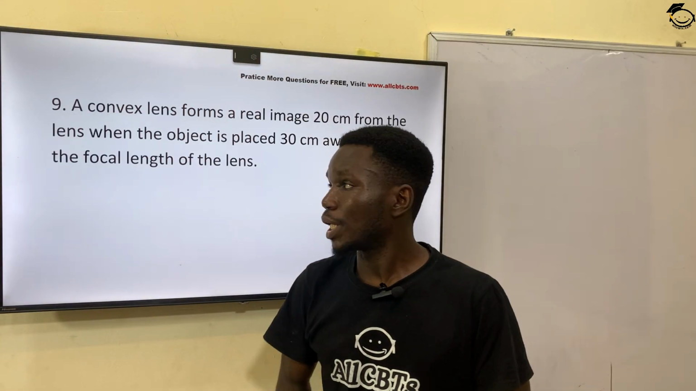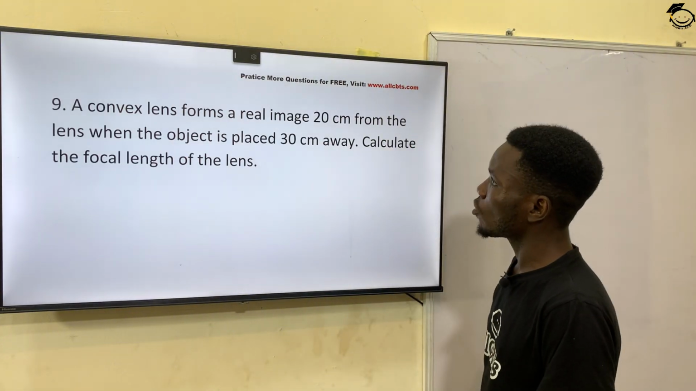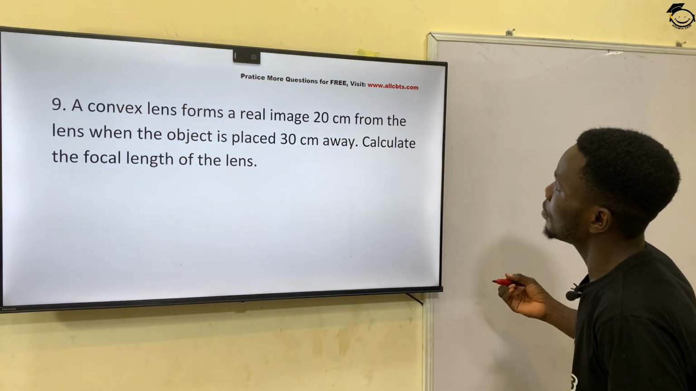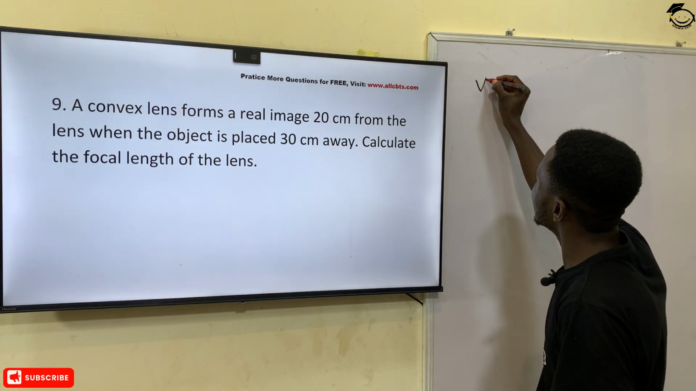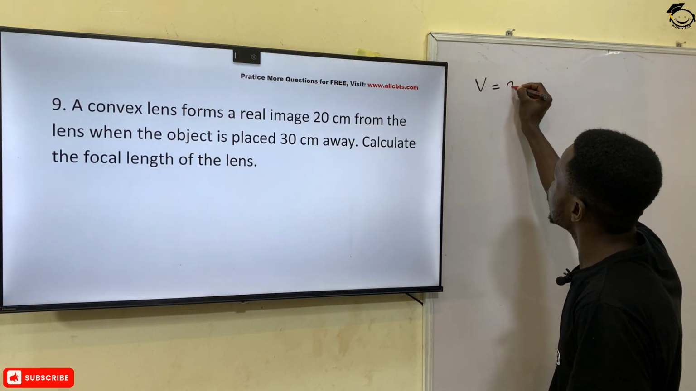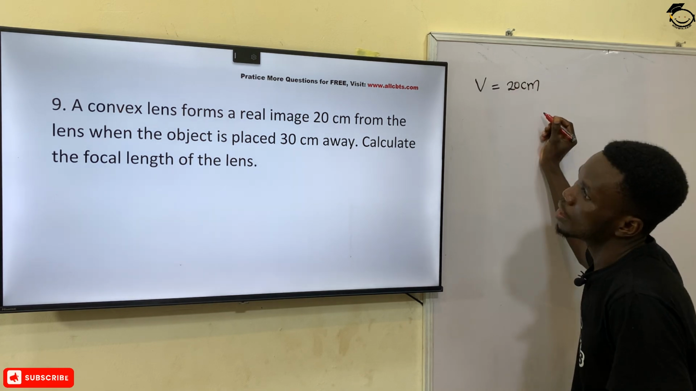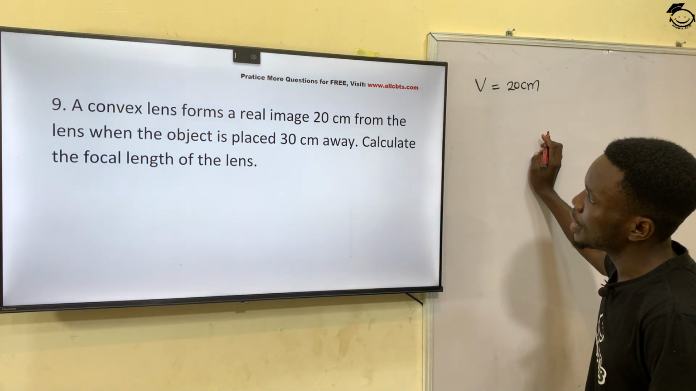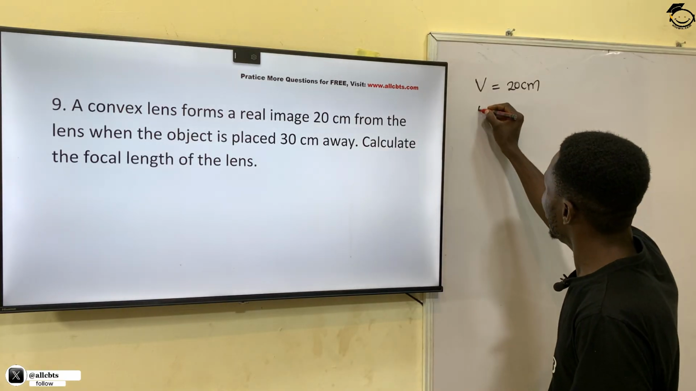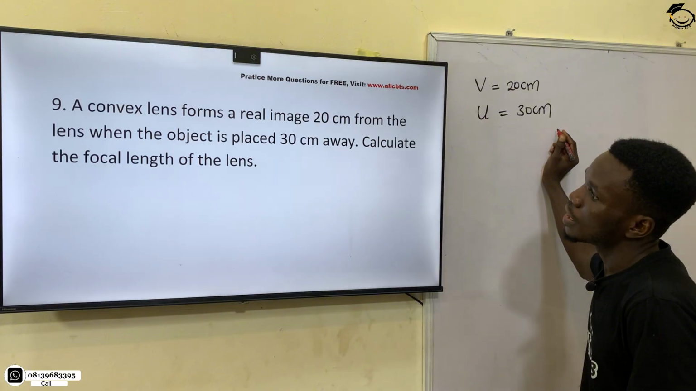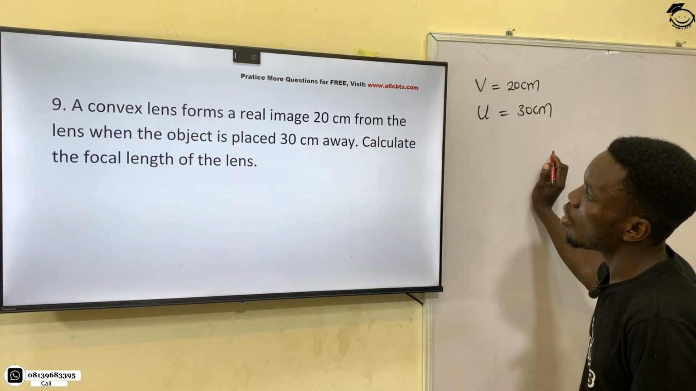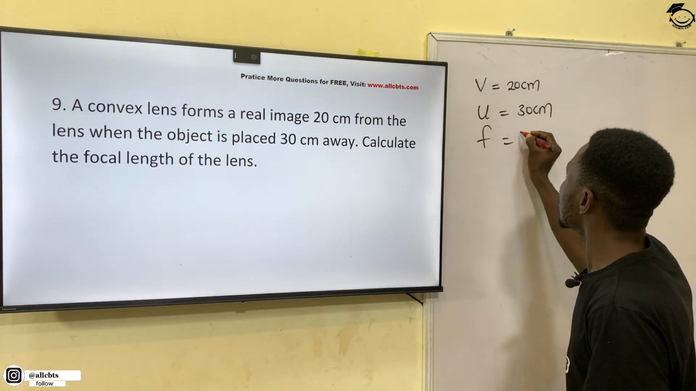Moving on from there, that takes us to question number 9, which says a concave lens forms a real image 20 centimeters from the lens. So the image distance was given as 20 centimeters. Then it said when the object is placed 30 centimeters away, so the object distance was given as 30 centimeters. They say calculate the focal length of the lens. So the focal length is unknown.